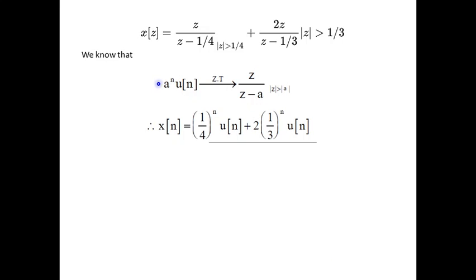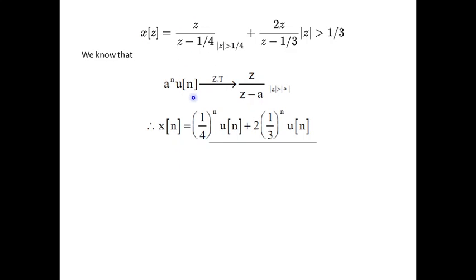So we all know very well that a power n u of n z transform will be z by (z minus a), modulus of z greater than a. So now when you compare this equation, we can read this as z by (z minus a), modulus of z greater than a. Similarly, 2 is a constant here: z by (z minus 1 by 3), modulus of z greater than 1 by 3. Hence, it evaluates to x of n. X of z inverse is x of n.